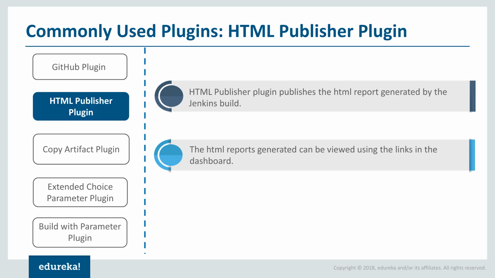Next in the list is HTML Publisher plugin. So this plugin basically publishes the HTML report generated by the Jenkins build. You can have a text report, you can have a CSV report. HTML reports will look a lot better and they will be good to share with the stakeholders, especially the management and senior folks if you have anybody to report to. So this is a very good plugin to do those kinds of formatting and pleasing to the eyes report generation. And the HTML reports generated can be viewed using the links in the dashboard. You can directly click on the link and see how your report will look like when it goes to the end user or the stakeholders.